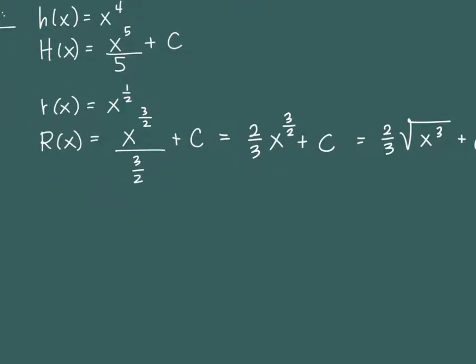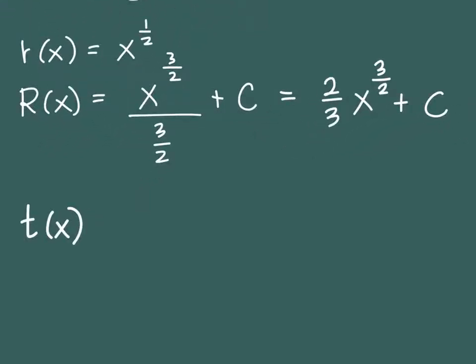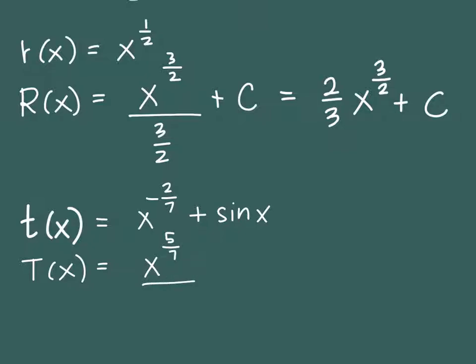This also would work for the function defined as t of x being equal to, let's say, x to the negative 2/7 plus the sine of x. All right, if we want to do the antiderivative of that, so that would be capital T of x. So x to the negative 2/7. When we add 1 to that, that's adding 7/7. So I'm going to get a positive 5/7. I have to divide by the new power, which is also 5/7.